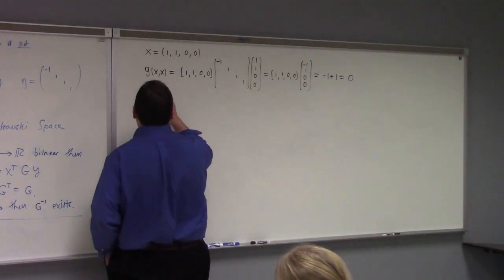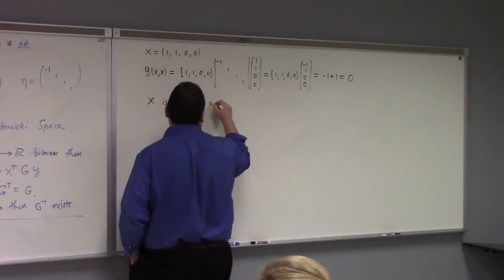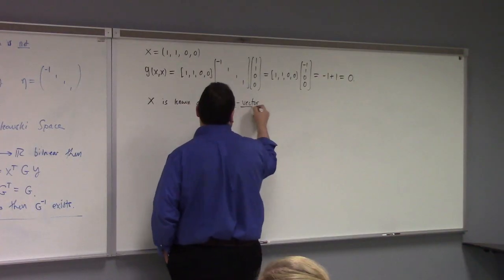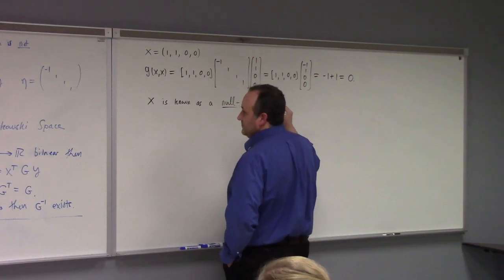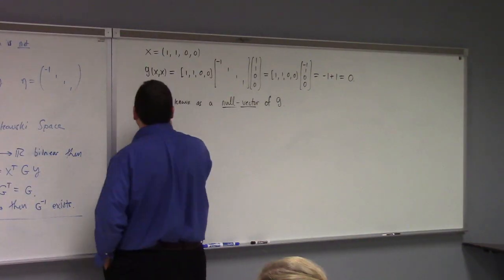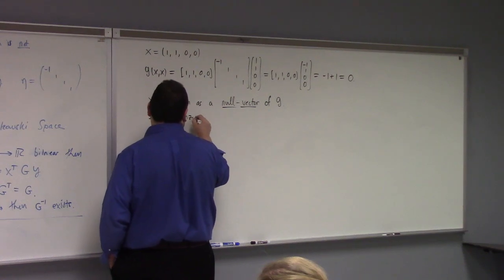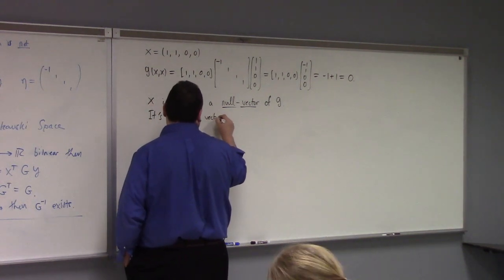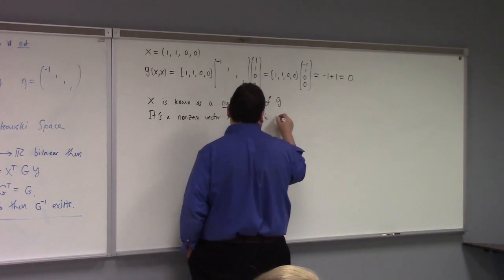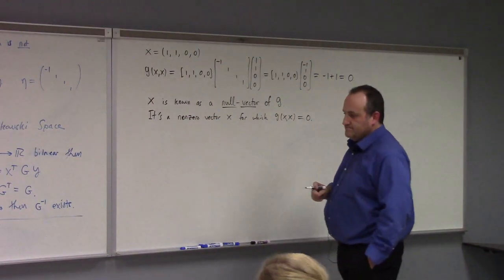So x is known as a null vector of G. It's a non-zero vector x for which G of x, x is equal to 0. All right.